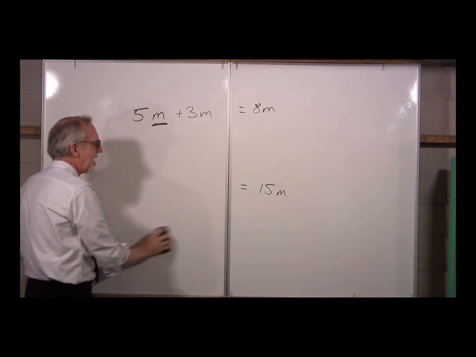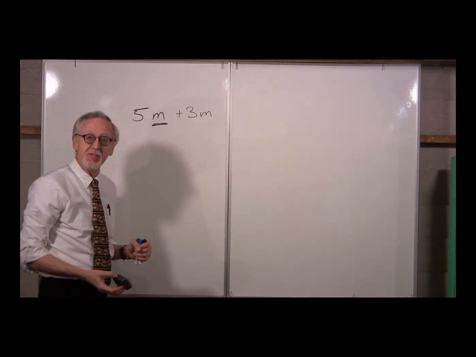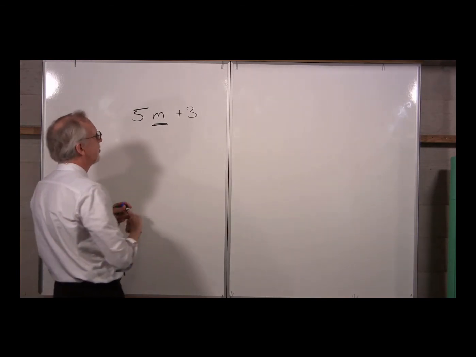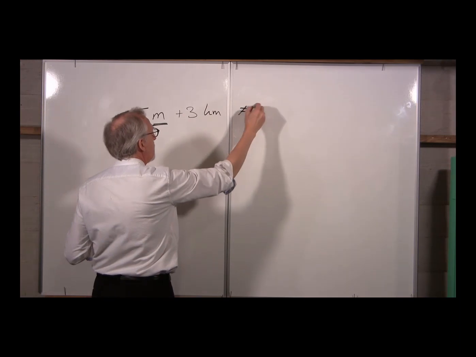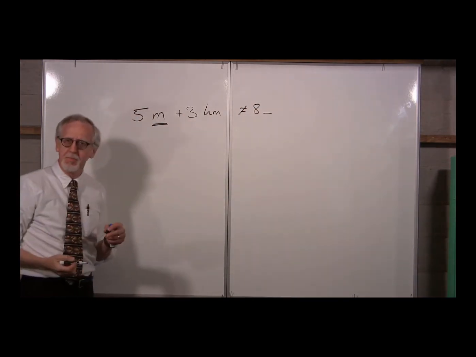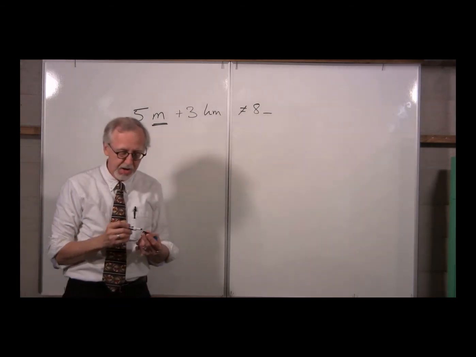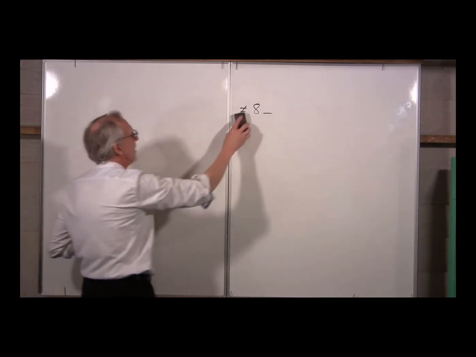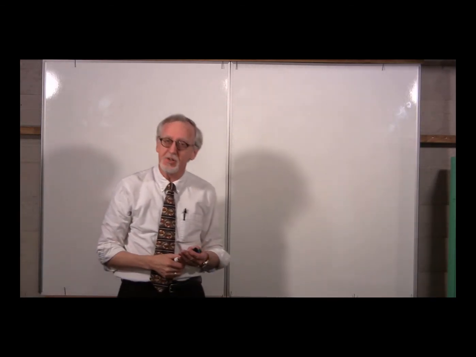Likewise, you cannot add numbers directly if they do not have the same units. So 5 meters plus 3 kilometers does not equal 8 something. You've got to convert one unit to the other in order to add the quantities together. Okay, now, very quickly, how do we convert numbers? We use a conversion factor.